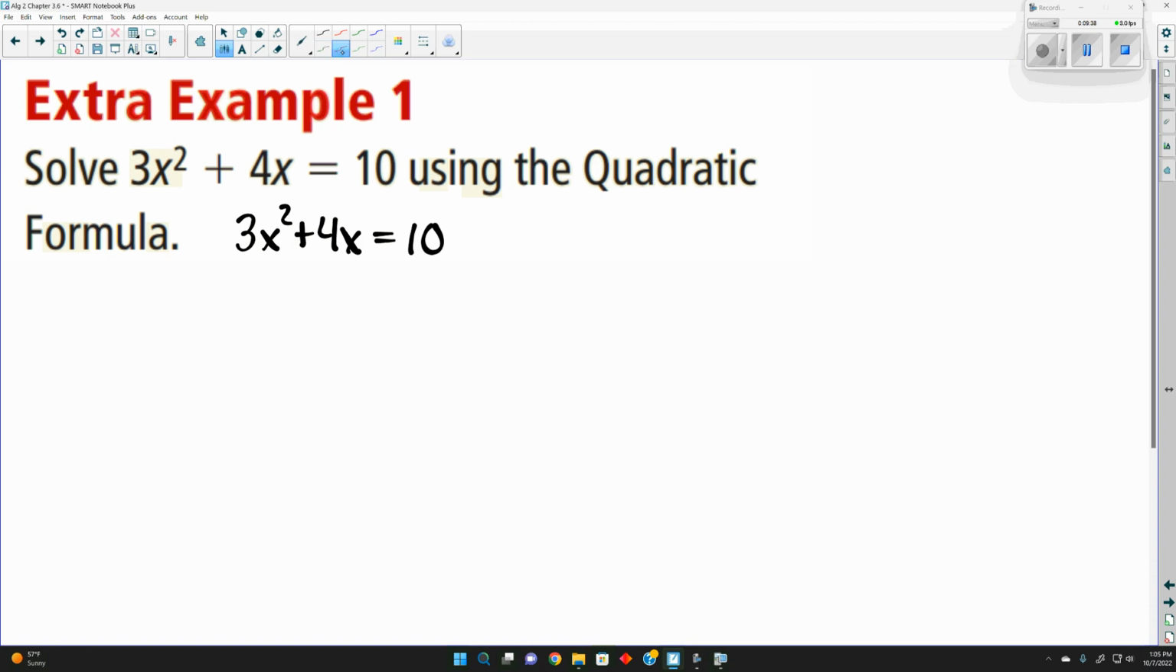If we're using the quadratic formula, the first thing we need to do is what? I need to get it equal to 0, so we can subtract 10 from both sides, telling us 3x squared plus 4x minus 10 is equal to 0.